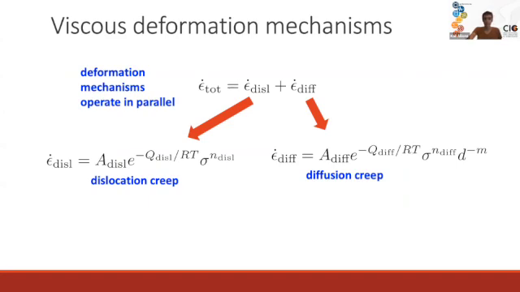In the off-fault material, two crystal plastic deformation mechanisms operate in parallel, dislocation creep and diffusion creep. The total viscous strain rate is the sum of the two, and the system will be dominated by whichever mechanism has the highest strain rate. Both mechanisms are thermally activated, hence the Arrhenius term they both have here.